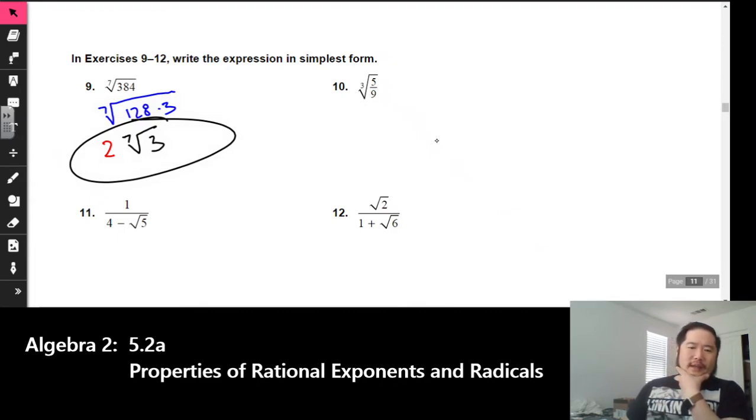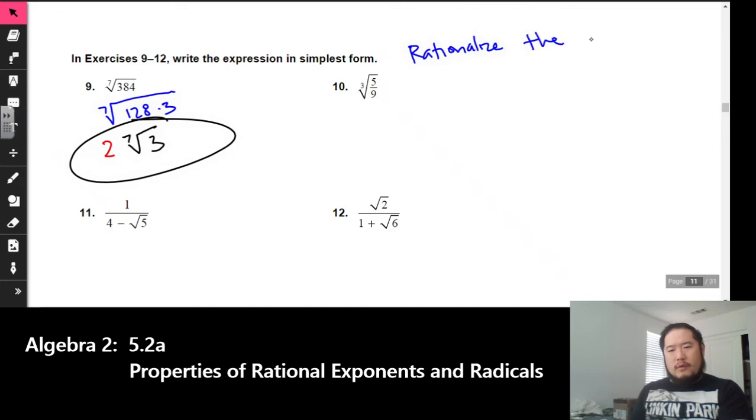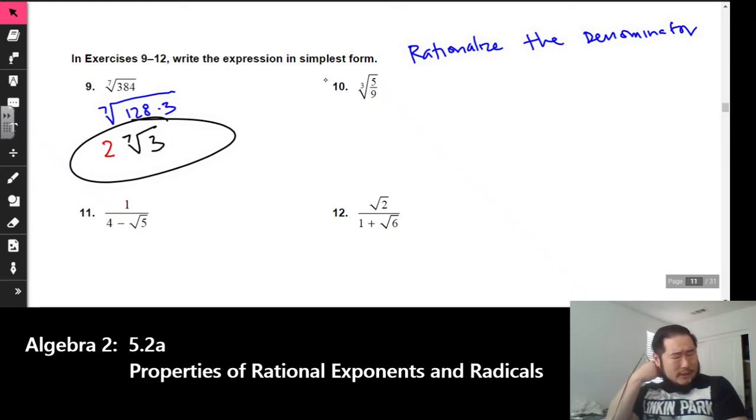Let's take a look at number 10. Okay, so now this is where things get a little funky. We have to now understand how to rationalize. And the rule that you need to know is rationalize the denominator. And you're going to hear me say that again over and over again. Now, the hard thing is that we have ourselves the cube root.